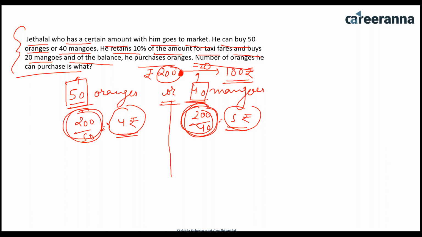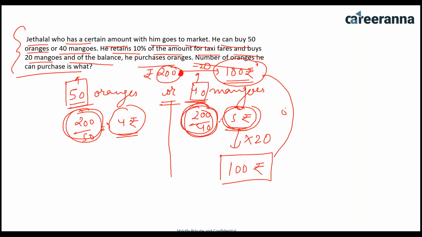And as per the question, he buys 20 mangoes. What is the value of a mango? It is 5 rupees. I multiply this number by 20 and get 100 rupees. He spent 100 rupees on mangoes. He had 180 rupees. Now what is the difference? It is 80 rupees. In 80 rupees, how many oranges can he purchase? 80 divided by 4 equals 20. The answer to this question is 20 oranges.